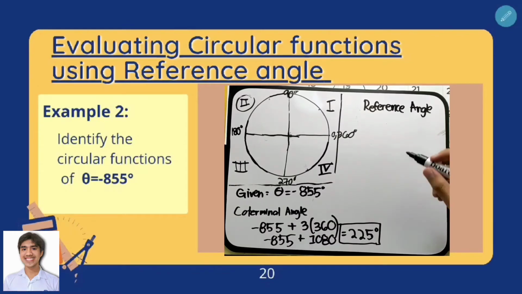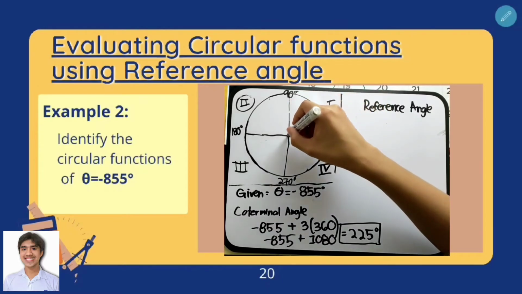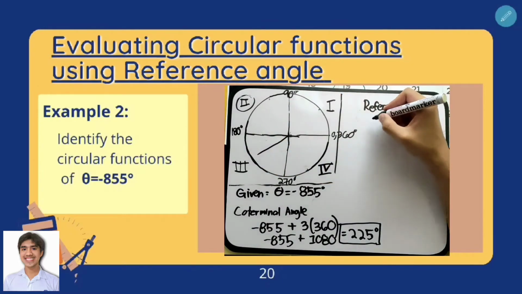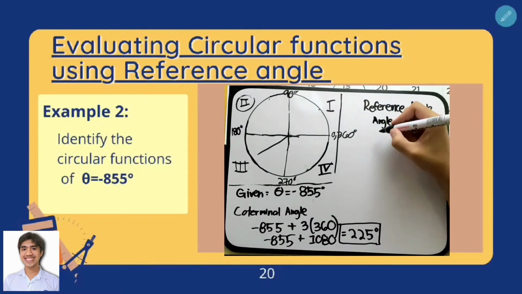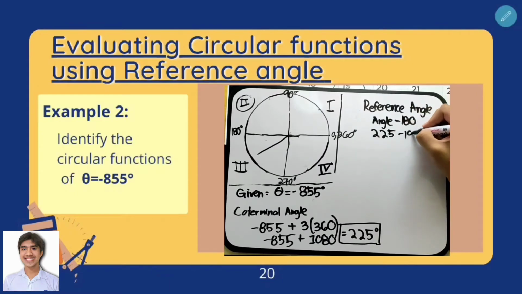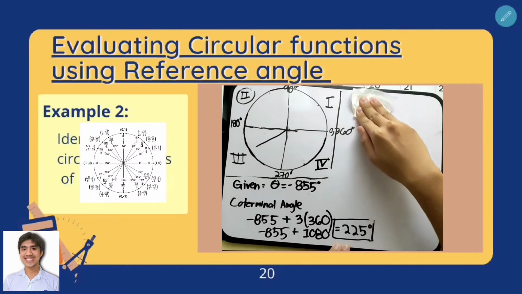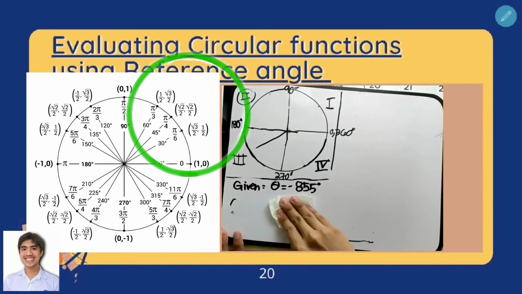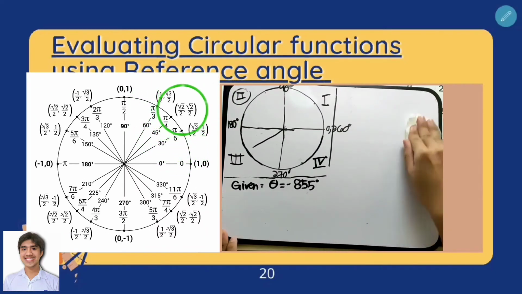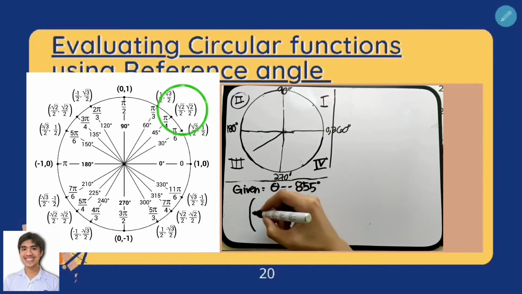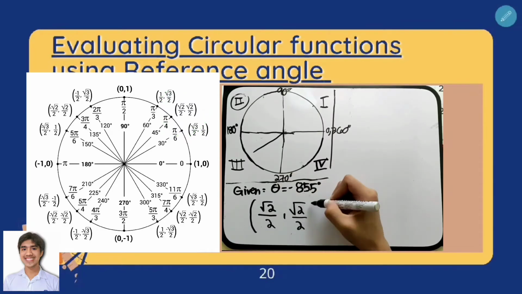Let's use this coterminal, 225 degrees, to find our reference angle. Since 225 is in third quadrant, our formula is going to be given angle minus 180. So, 225 minus 180 is equal to 45 degrees. That is our reference angle. Next, let's use the unit circle to find the terminal points of 45 degrees. Our terminal points or coordinate is square root of 2 over 2 and square root of 2 over 2.